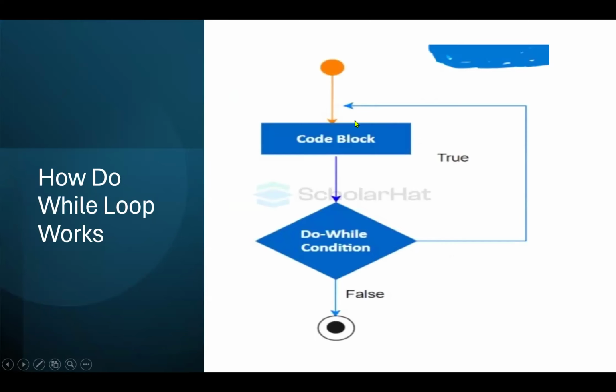As you can see here, this is the block of code. It's going to run this code and check that the condition is true. If the condition is true, it runs it again. If it's still true, it keeps running in the loop form. And then once the condition here is false, it exits.